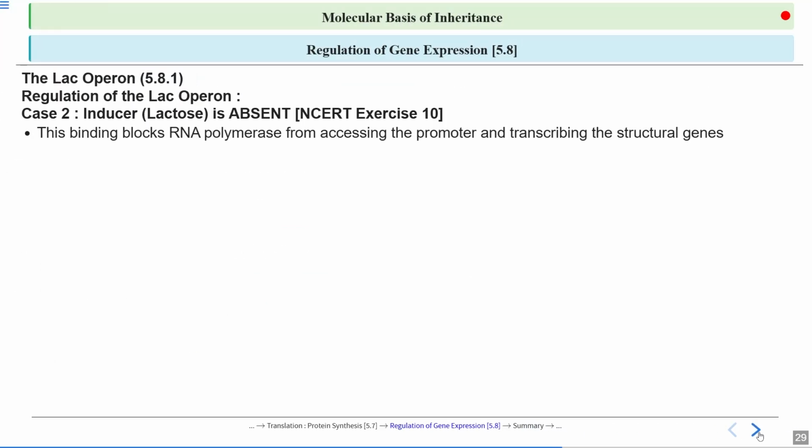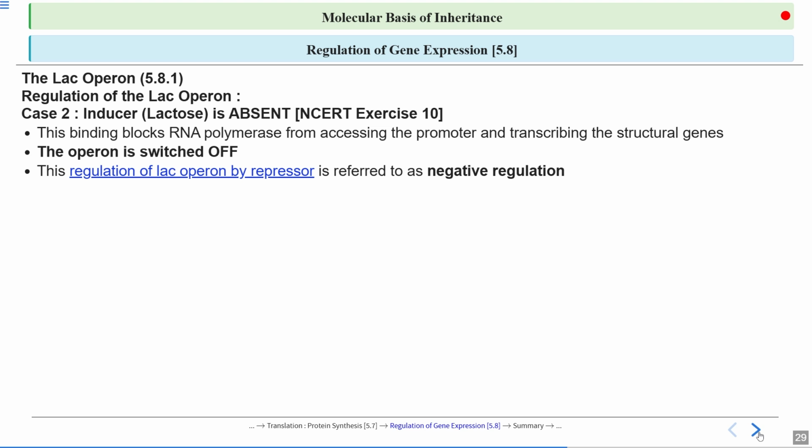This binding blocks the RNA polymerase from accessing the promoter and transcribing the structural genes. And therefore, we said the operon is switched off. So the earlier statement we gave was that the inducer will decide whether the operon is switched on or off. If the inducer is present, it is switched on. If the inducer is absent, it is switched off. And here the inducer is lactose.